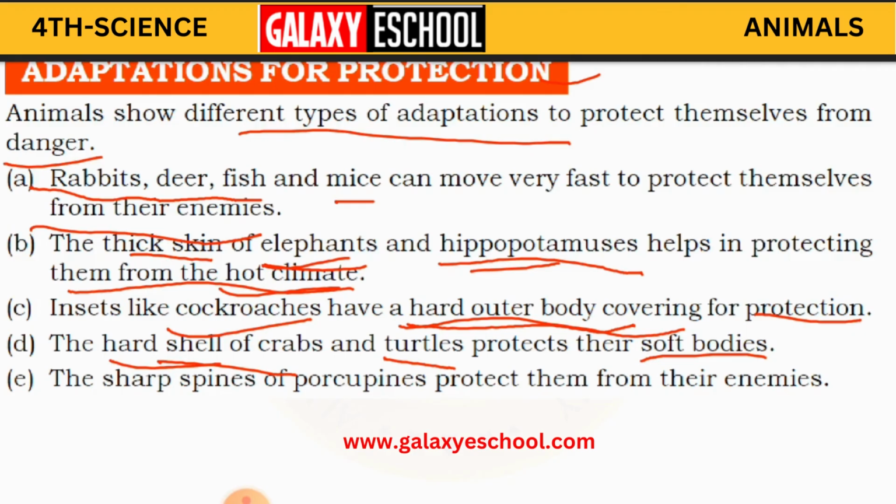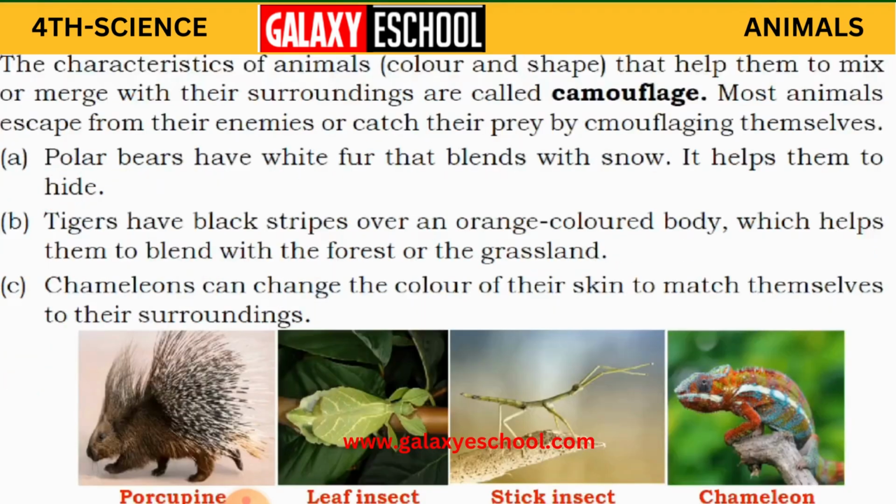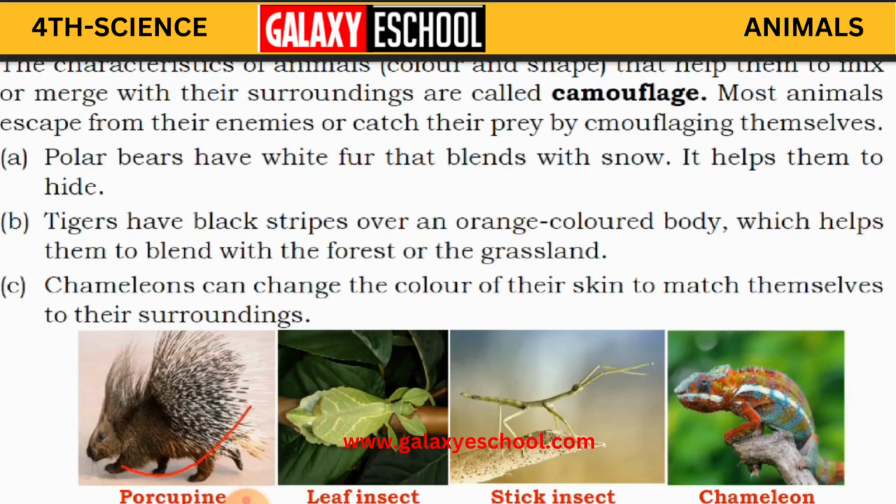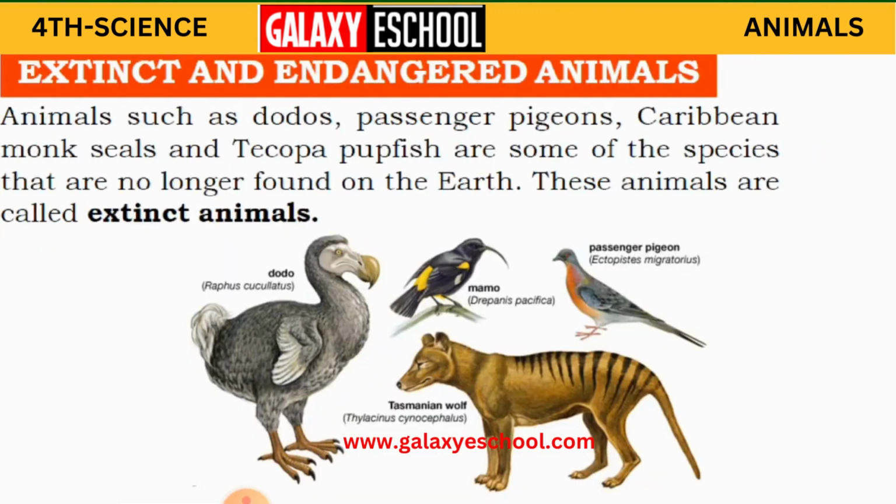Clear children? And the sharp spines of porcupines protect them from their enemies. Porcupine is one type of animal, children. I'll show you here, this is a porcupine. These are all the sharp spines, like thorns. They are very sharp, so they hurt other animals. If any animal wants to touch it or eat it, these spines are going to harm that particular animal. So this is how the porcupine protects itself.